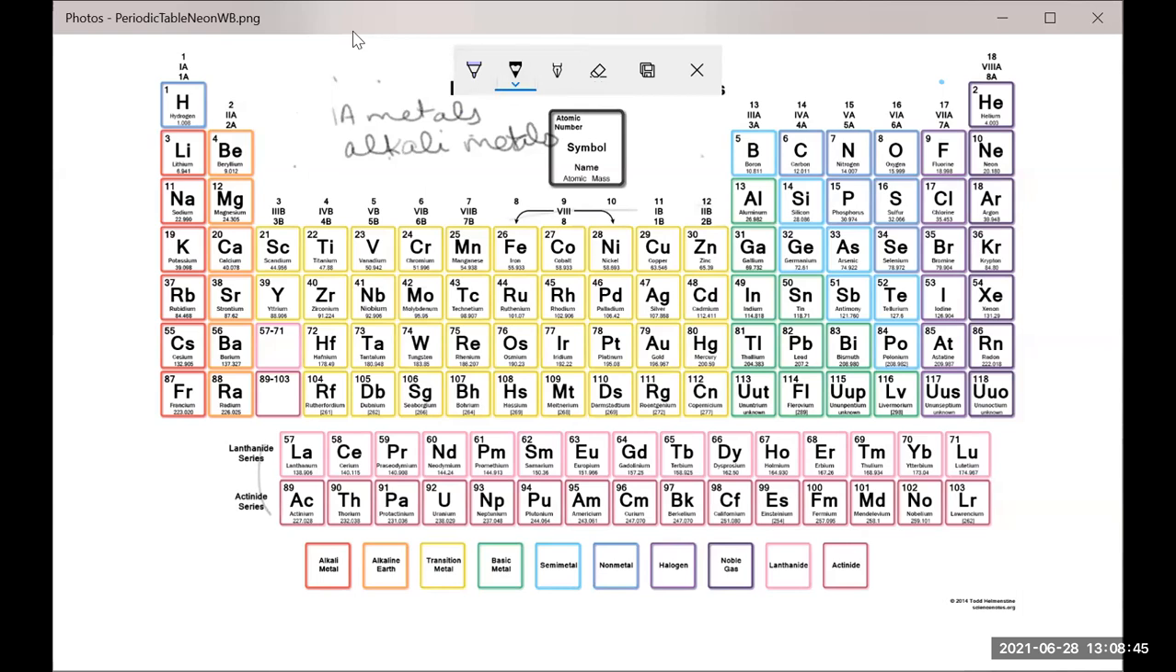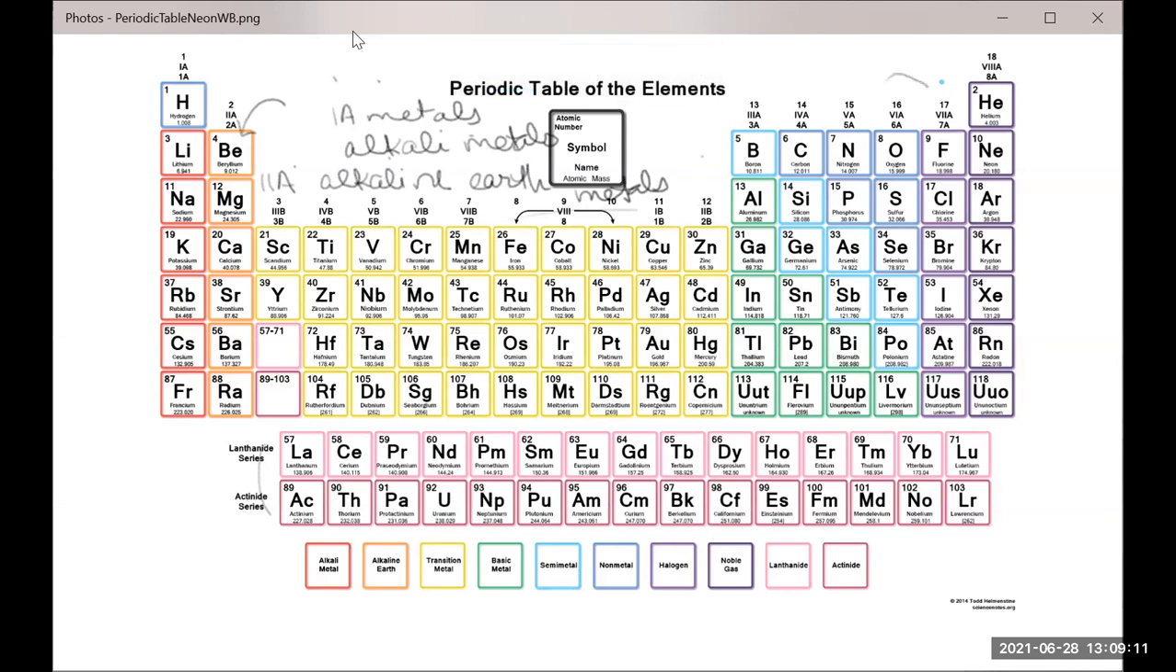What about 2A? Well, 2A, they are alkaline. So again, they form a base, earth metals. And why are they called earth metals? Because we find them in a lot of minerals when we dig through the earth. So alkaline earth metals for 2A.